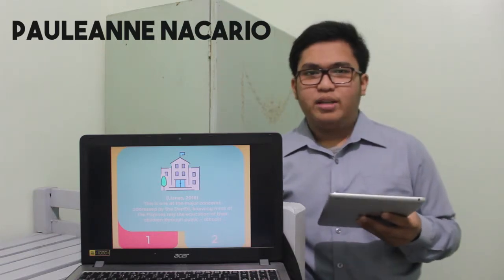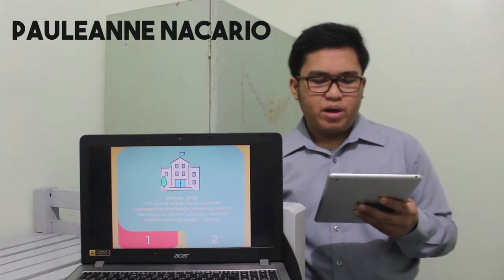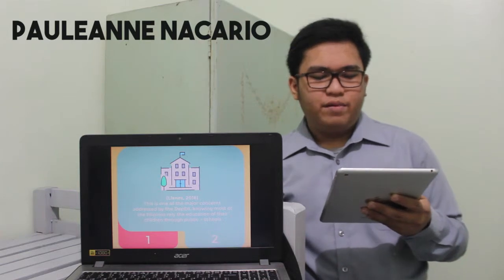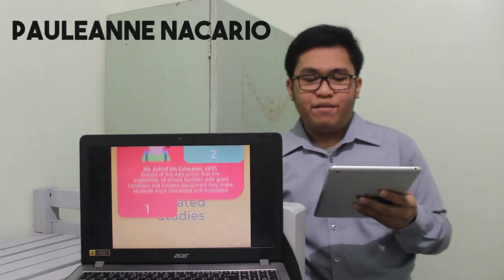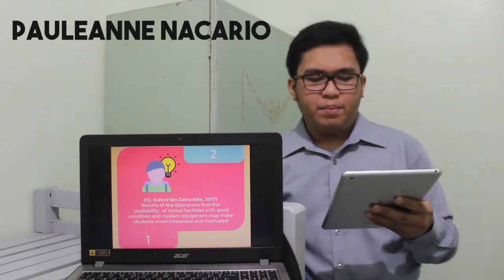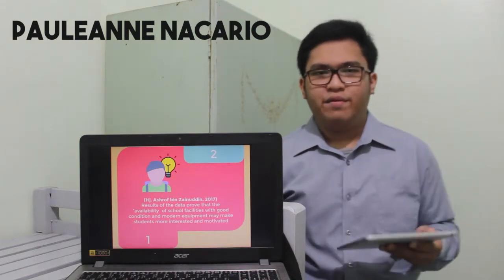Then, the review of related studies. According to Ashraf bin Zainuddin in 2017, results of the data prove that the availability of school facilities with good condition and modern equipment may make students more interested and motivated.